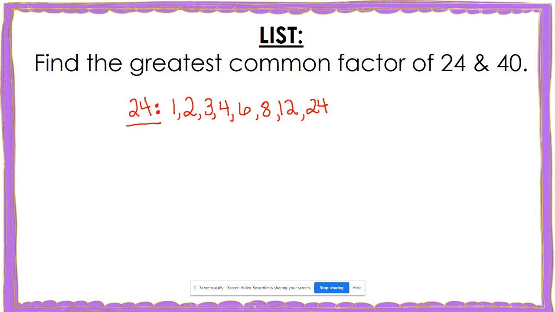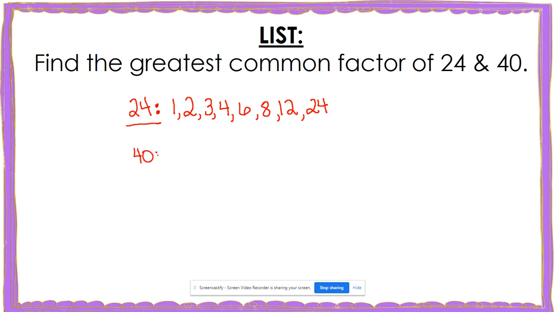The number that comes after 4 is 5, but 5 is not a factor of 24. Next is 6, but if you've noticed, I've already written 6, so once I get to a number that I've already written, then I have my full list of factors of 24.